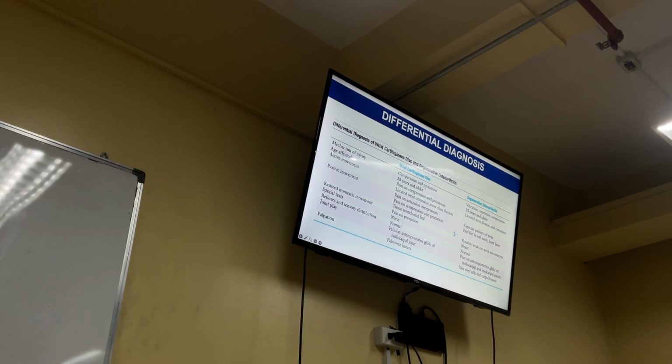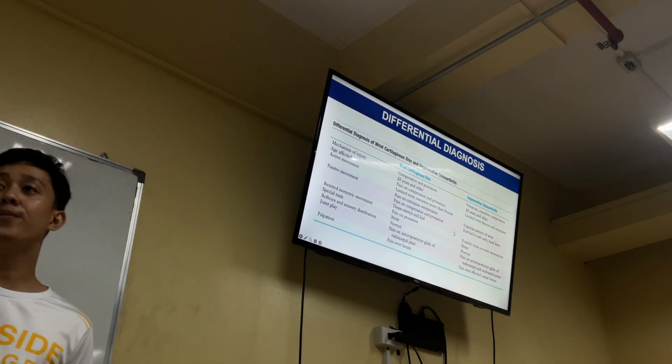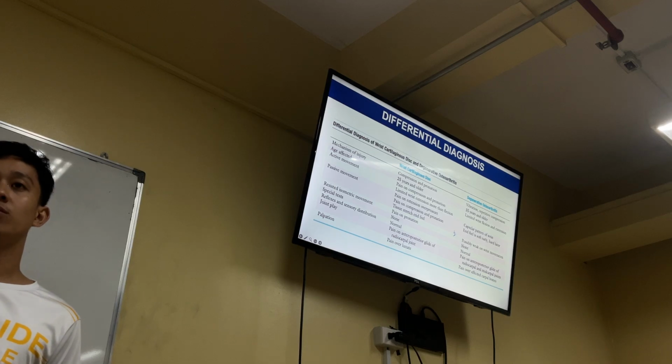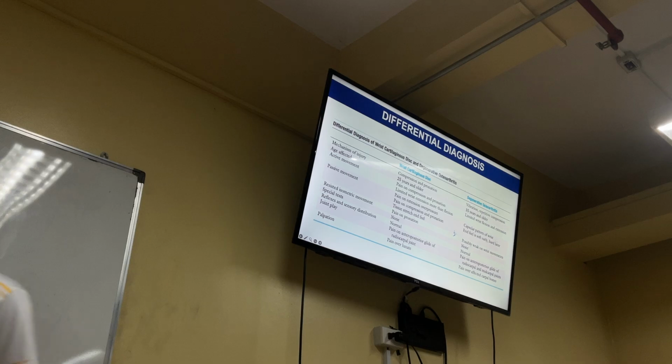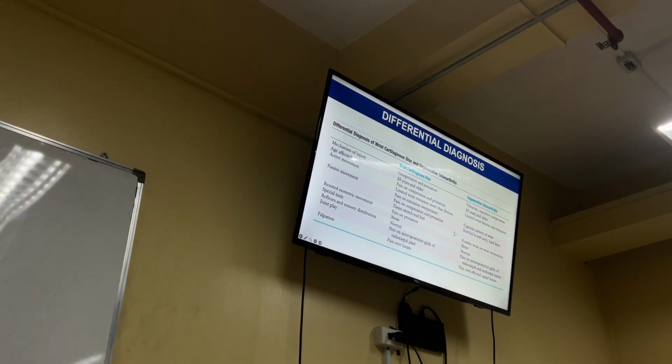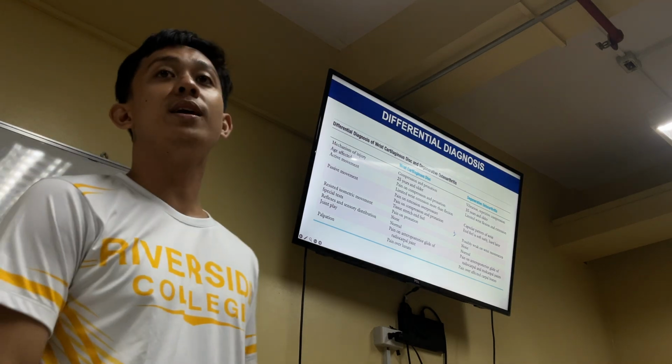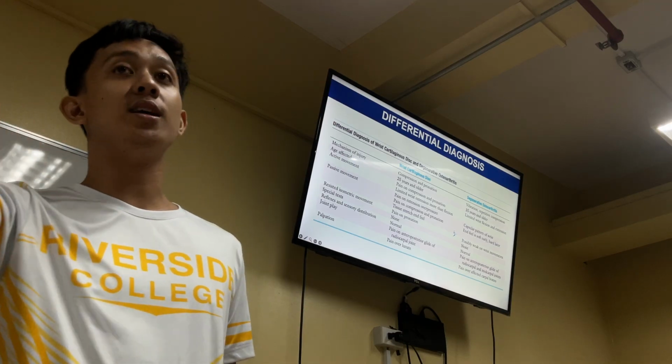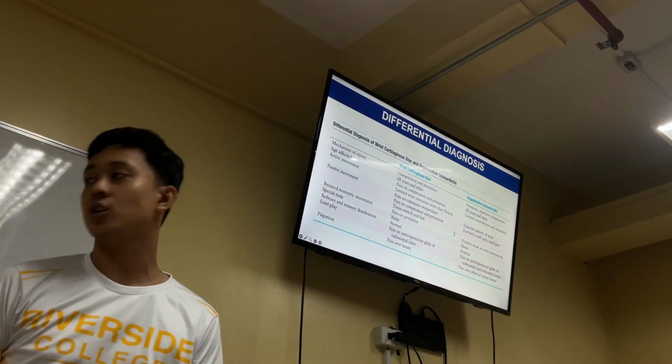Swan neck and boutonniere deformity. Before, they compared these four: trigger finger, mallet finger, boutonniere, and swan neck. They changed it later. Swan neck and boutonniere deformity are very common, and you can see them in the osteoarthritis or rheumatoid arthritis discussion.